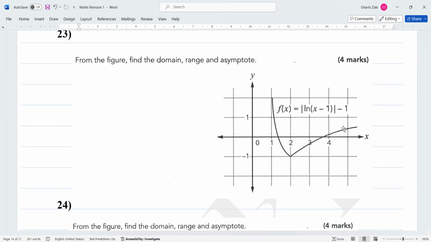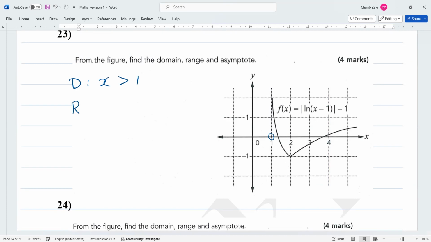Okay. Now, what is the domain? Now, take care. This is not ln. It is absolute value of ln. So the domain here, the asymptote is x equal 1. So the domain is x greater than 1. This is the domain.